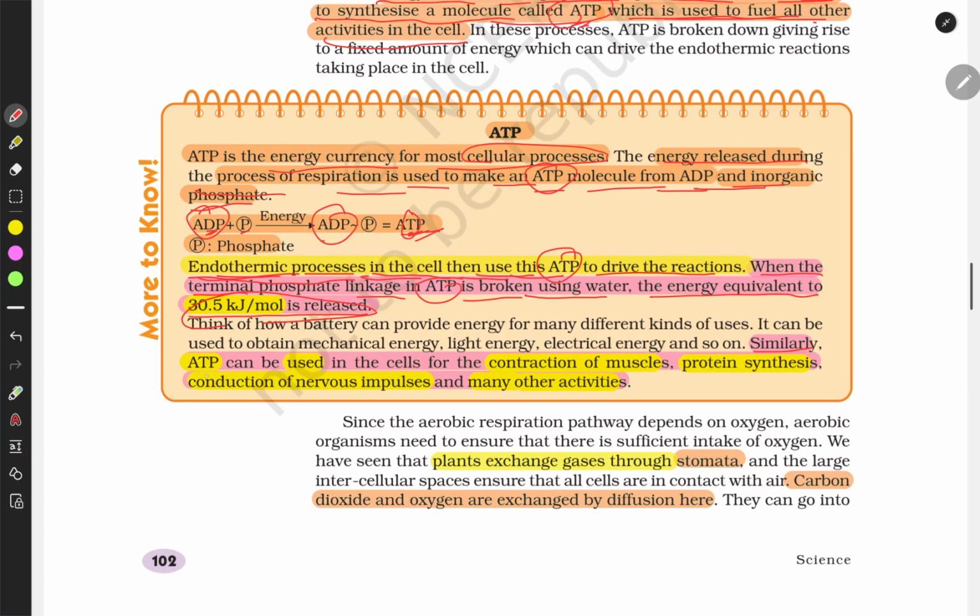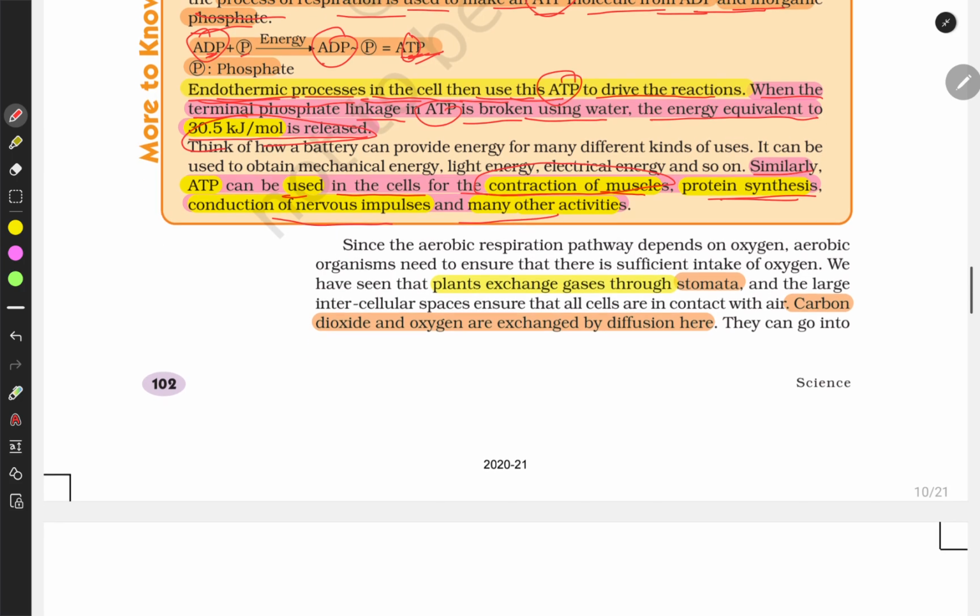Similarly, ATP can be used in the cell for the contraction of muscles, protein synthesis, conduction of nerve impulses, and many other activities. And this is what happens in animals.